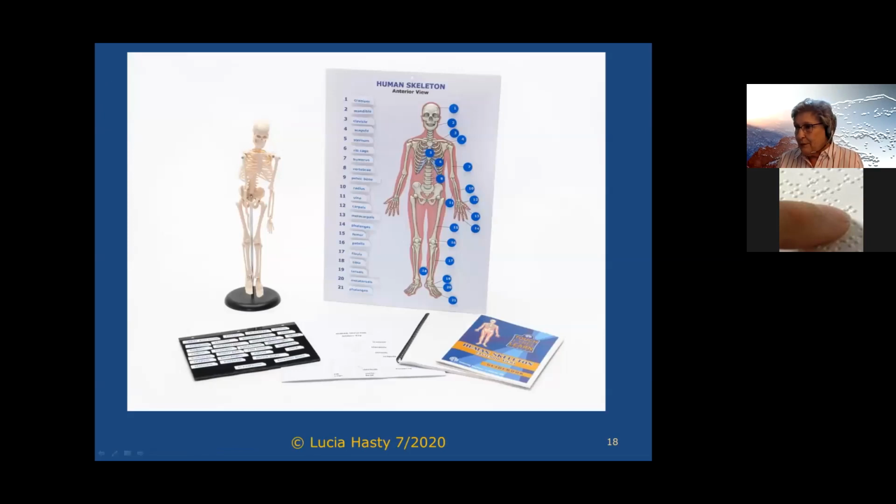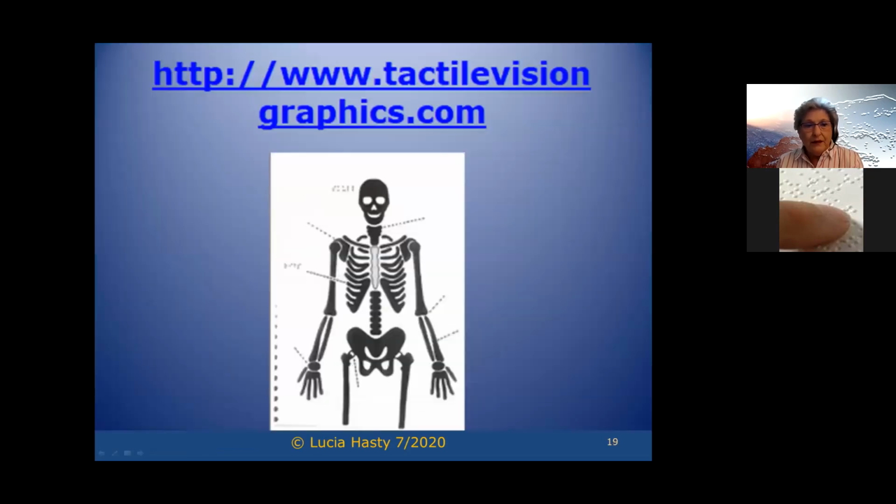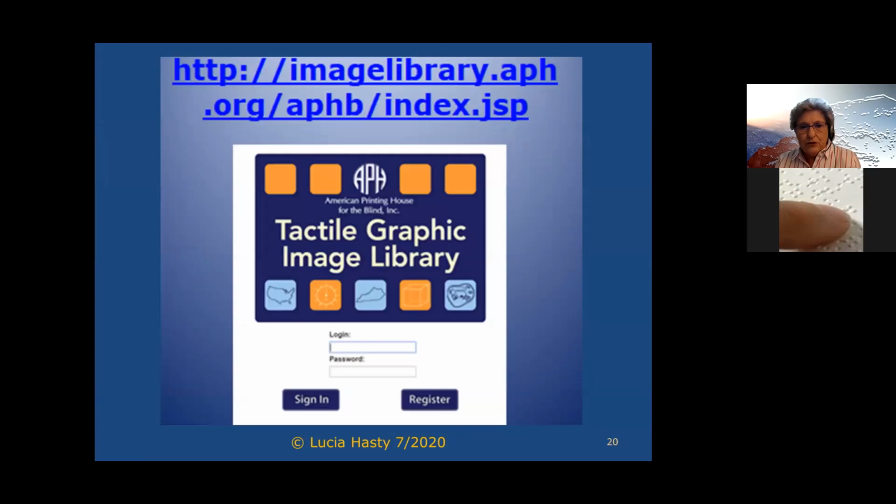Here's another example. This is the human skeleton. With this kit from APH, and I get no kickback from APH, by the way, you get a skeleton, plus a diagram, and all the labels. It's really a fun thing. And there's another diagram that comes from Tactile Vision Graphics, which is actually in Canada. They make all kinds of fun things. There are just tons of things out there, and so you just need to look.